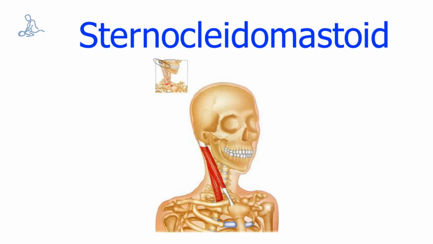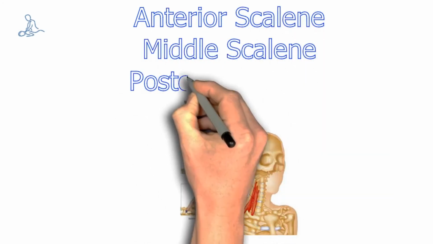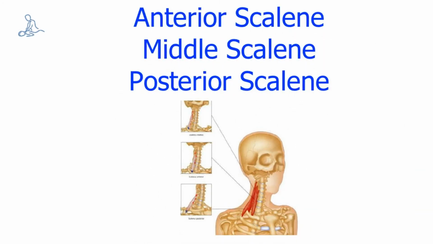The action of the sternocleidomastoid is to flex and laterally flex the neck, and rotate the head to the opposite side. Sternocleidomastoid. Scalene. Anterior scalene, middle scalene, and posterior scalene.